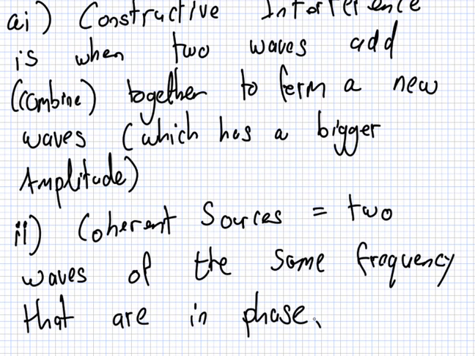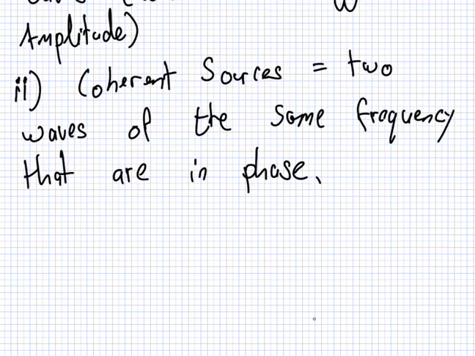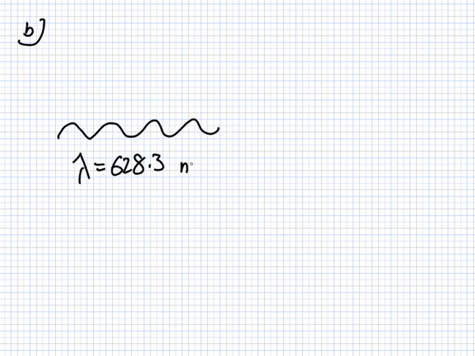Okay, can I go on to the B part? So in part B, you have a wave of wavelength 628.3 nanometers. Then it hits the slits, which have a separation of 0.125 nanometers. And there's a screen.